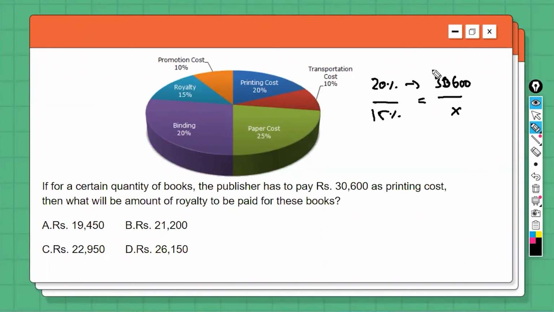Yes, you can understand this now. 20% value is this one. You are supposed to find 15%. This is called directly proportional. If this value goes down, we know that this value is also less. So you can straight away equate it and then try solving this problem.